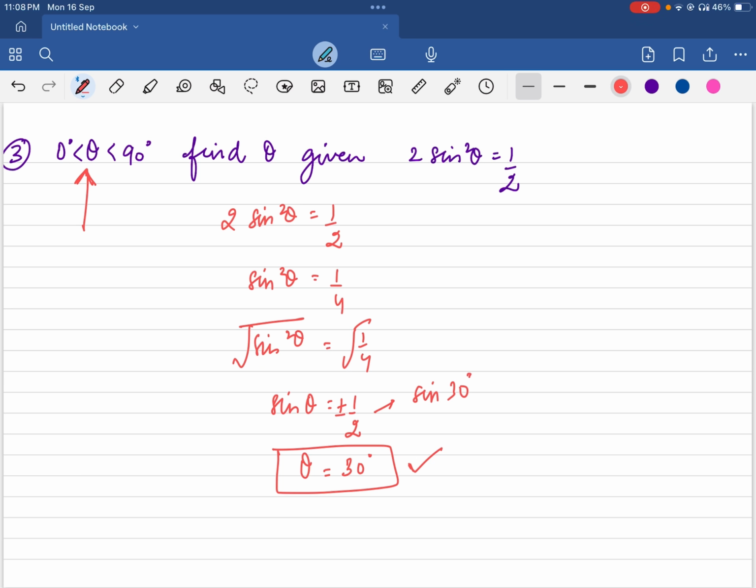I hope you got it. Please look at this domain, whatever is given, because you need to keep your angle within this domain. Okay, and this is it for this session. So we did 3 types of question.